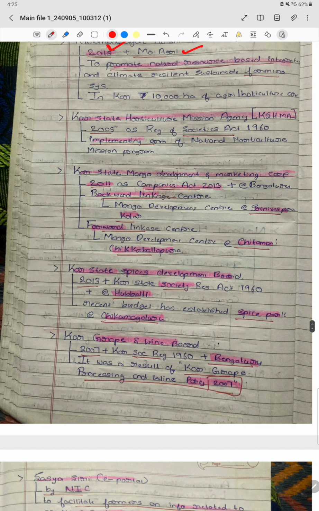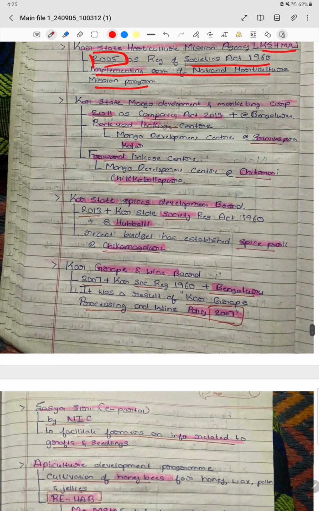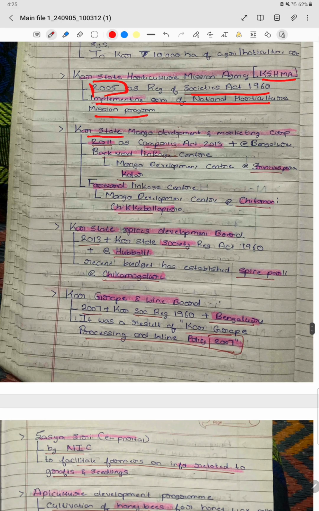And then we have Kshama, we can call it something like that. That is the Karnataka State Horticulture Mission Agency. So this is registered under the Societies Act of 1960 from 2005, and it is the implementation arm of the National Horticulture Mission in Karnataka.